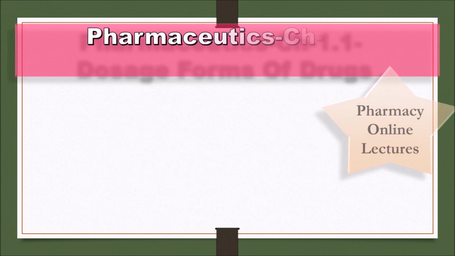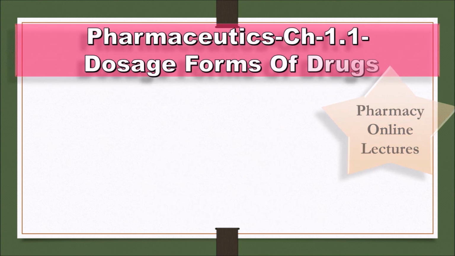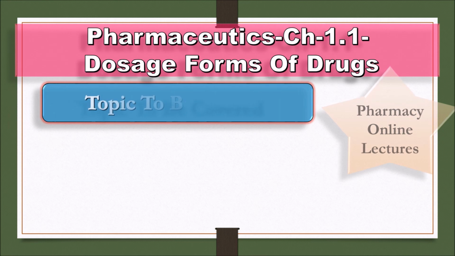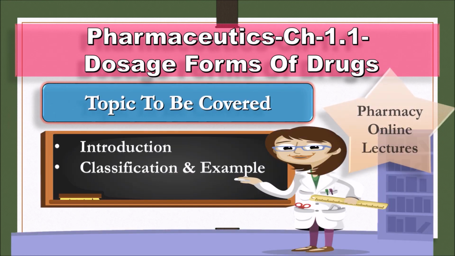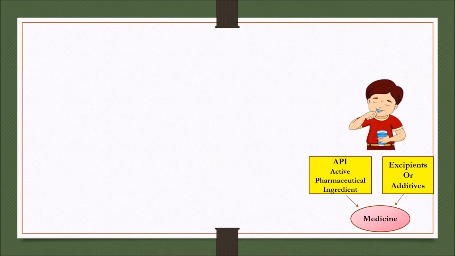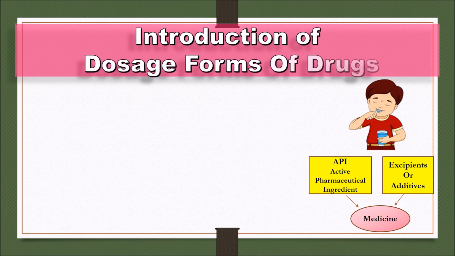So in this video, we are going to discuss Pharmaceutics Chapter 1.1, dosage forms of the drug. What topics will we cover? We'll see the introduction of the dosage form, and the classification and examples of the dosage forms. So let's see the introduction of the dosage forms of the drug.